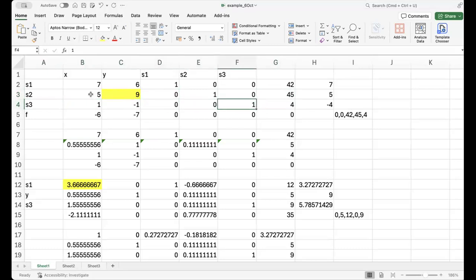Okay, and we add S3 here, so it should be 1 here. And the right hand side is 4. And for the objective function, the minimization form of it, the coefficients are -6, -7, and it is 0.